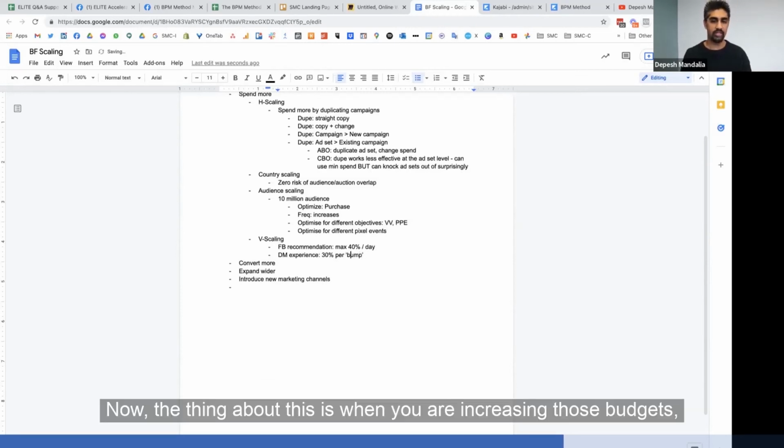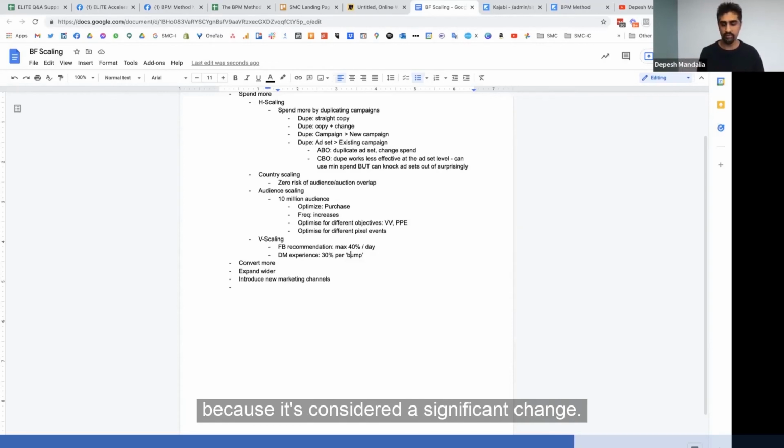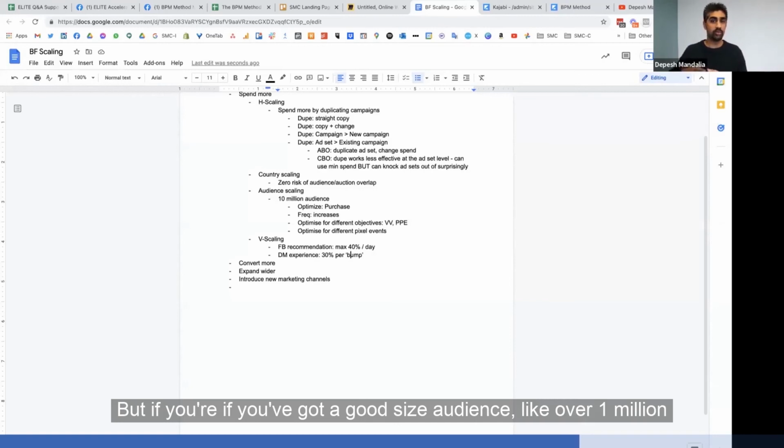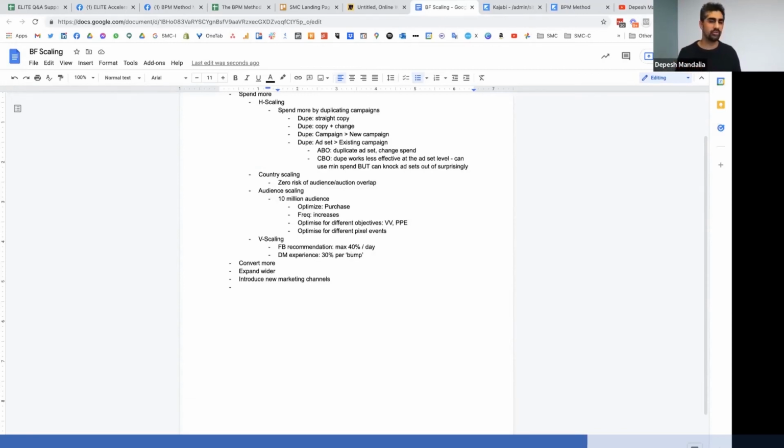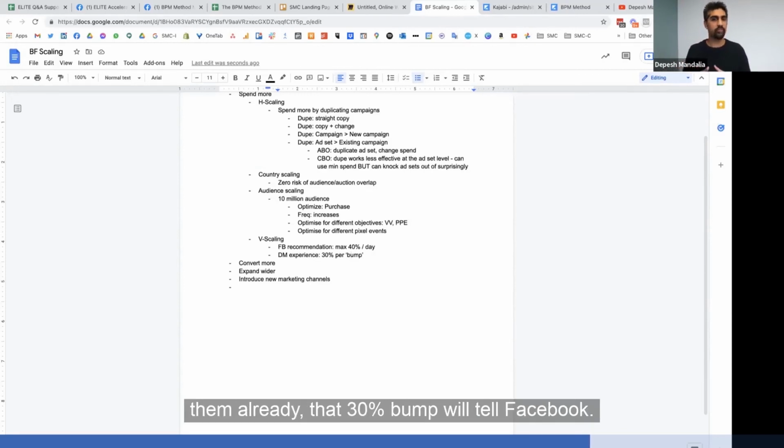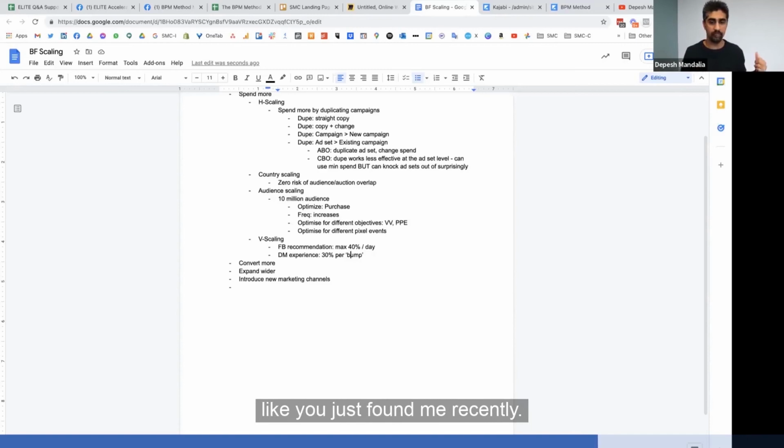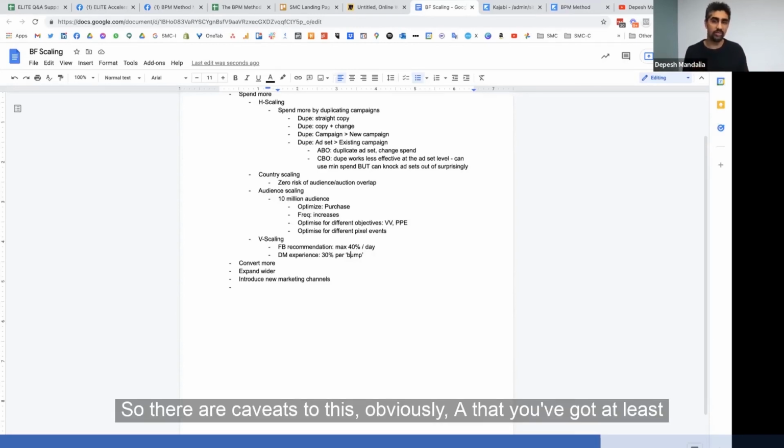Now, the thing about this is when you are increasing those budgets, whether it's CBO or ad set, it will knock things into learning phase because it's considered a significant change. But if you've got a good size audience, like over 1 million, and your budgets are not that big, that you're not overreaching them already, that 30% bump will tell Facebook, A, I'm happy with performance, B, go and find me more people like you just found me recently. So there are caveats to this, obviously.